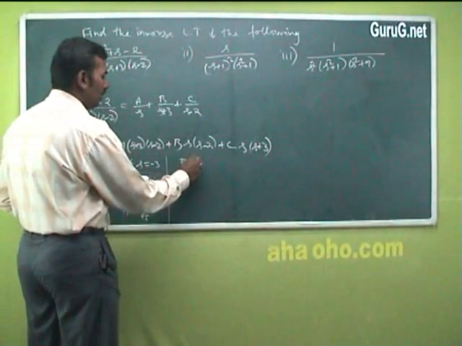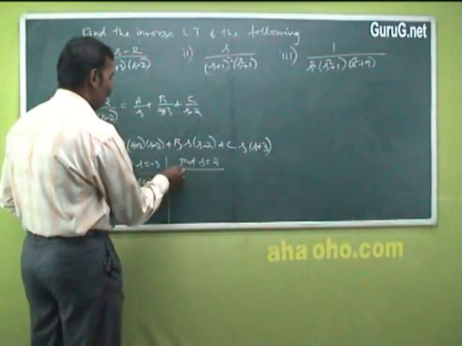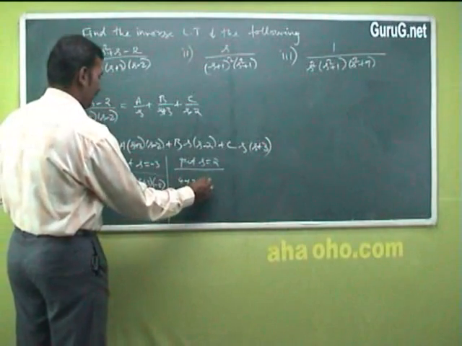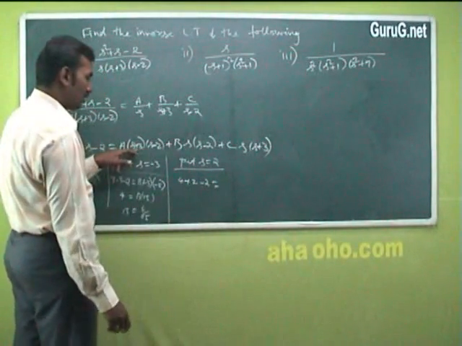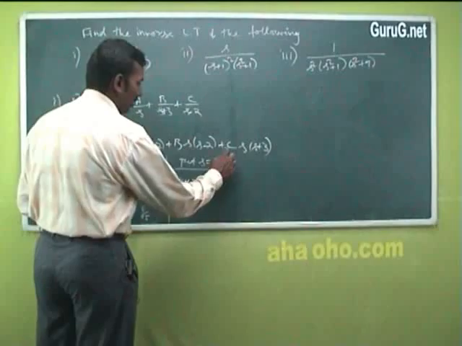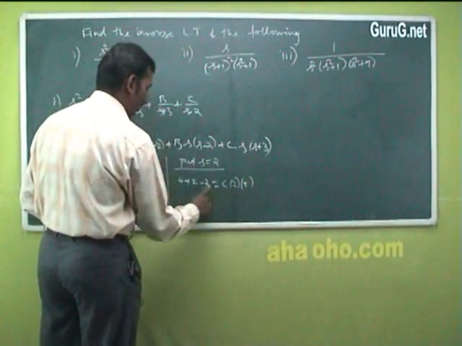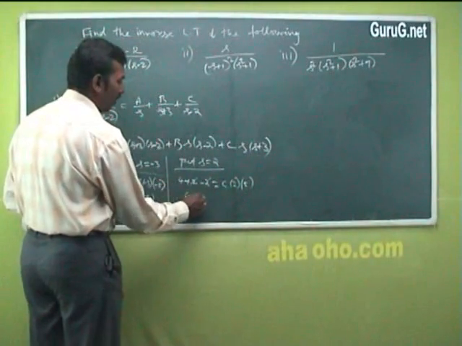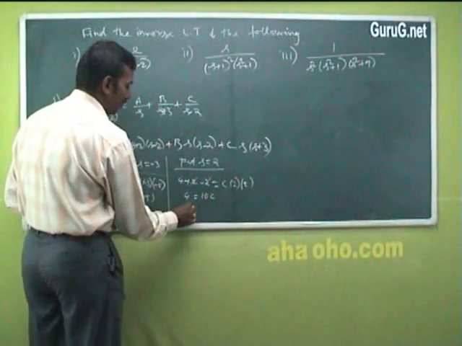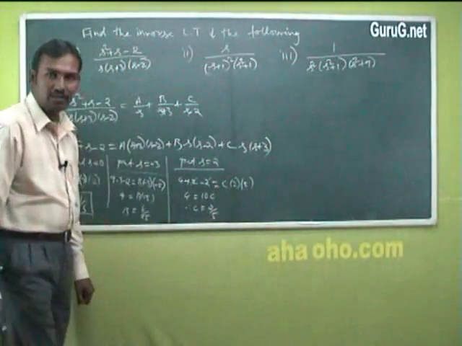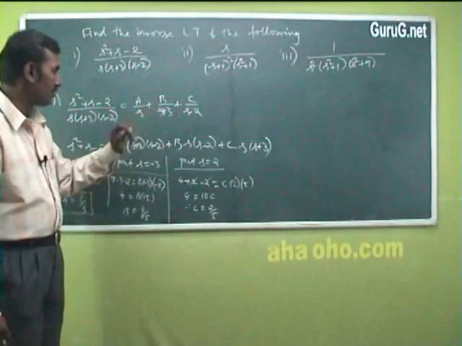So b equal 4 by 15, right? Then put s equal to 2. When we put s equal to 2, 4 plus 2 minus 2 equal to 2, this becomes 0, this becomes 0, plus c into 2 into 2 plus 3, 5. So 4 equal 10c. So therefore c equal 4 by 10. No, 2 by 5.